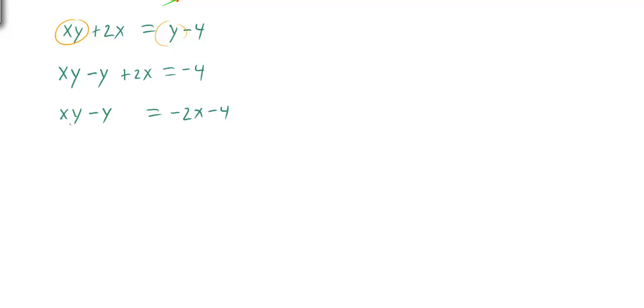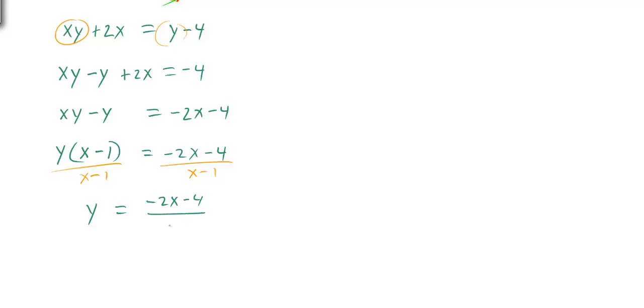Now, once you get the xy and the y by itself, so the only terms we have on the left contain the variable y, well, now we can factor that y out. They both contain a y, so if we take the y out, you're left with x minus 1. And now the advantage is, to solve for y, we can divide by x minus 1. So therefore, we have y equals negative 2x minus 4 over x minus 1.